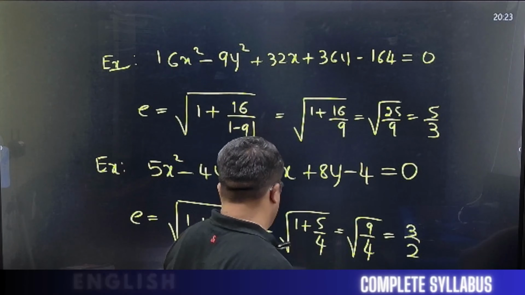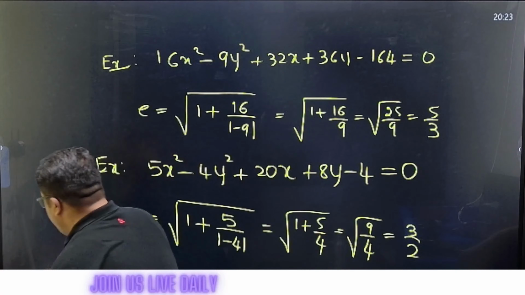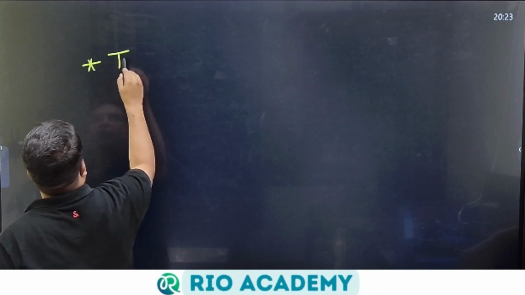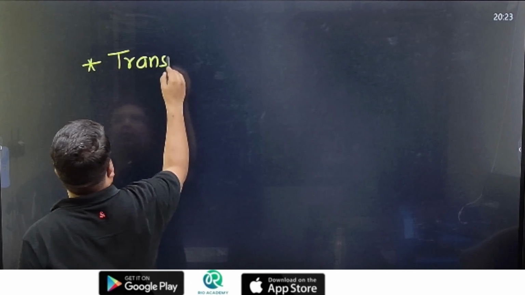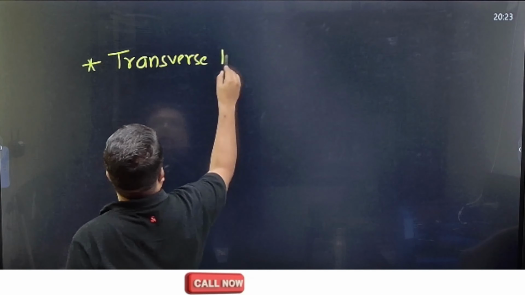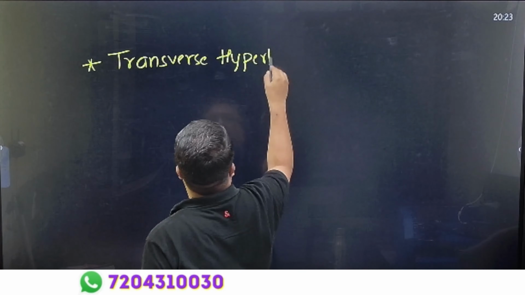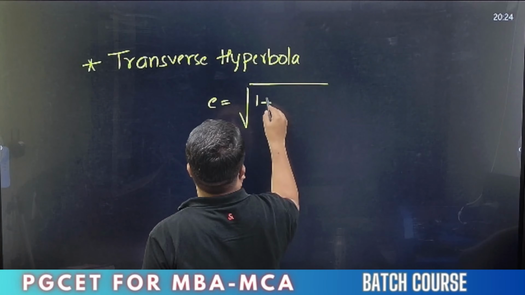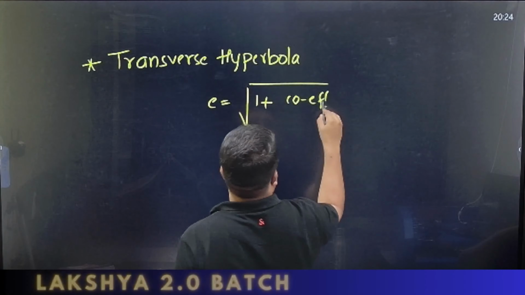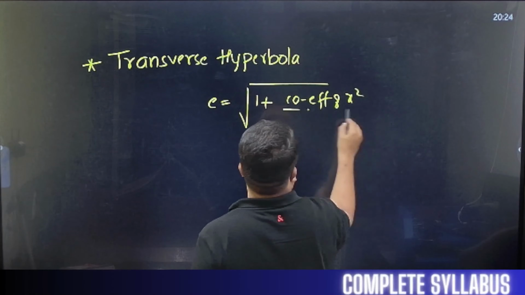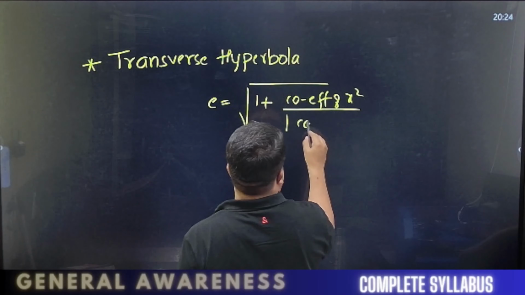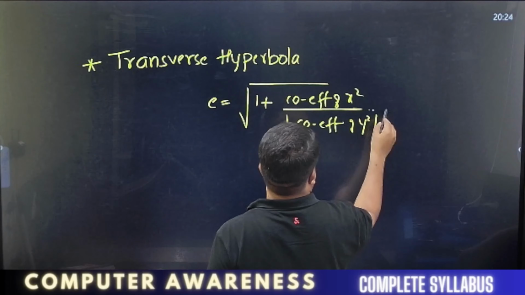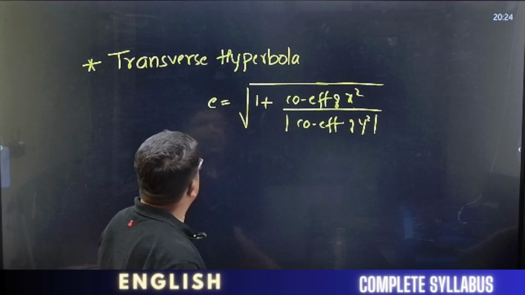Okay. So now here for transverse hyperbola, 1 plus coefficient of x square divided by modulus of coefficient of y square. So this is the trick that you can remember.